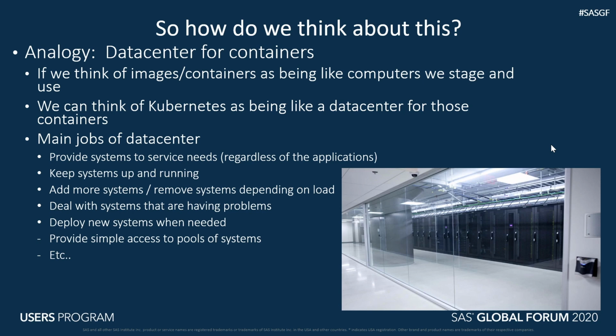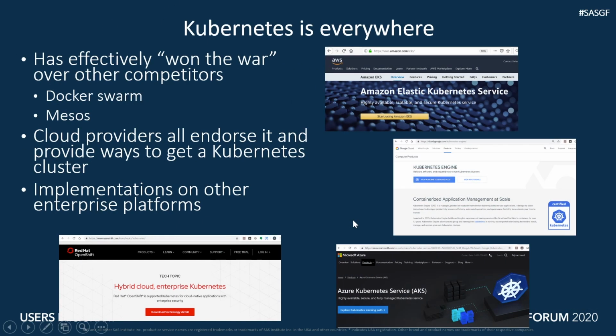If you think about a data center operator monitoring sets of systems through a common terminal or that sort of thing, making sure the systems are running, regardless of which system things are connected to, they have kind of a virtual interface or overview of them. So in our sense, Kubernetes is everywhere. It's effectively won the war versus the other competitors out there. Other competitors include things like Docker Swarm and Mesos you may have heard about.